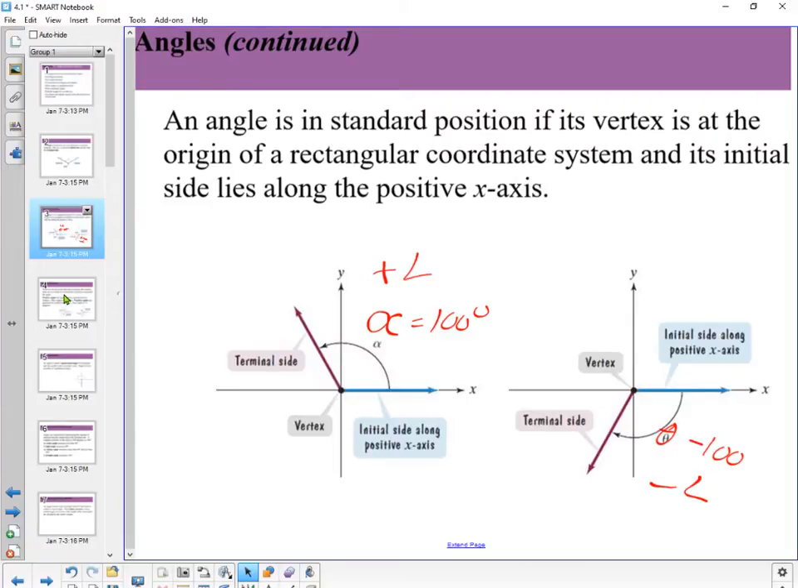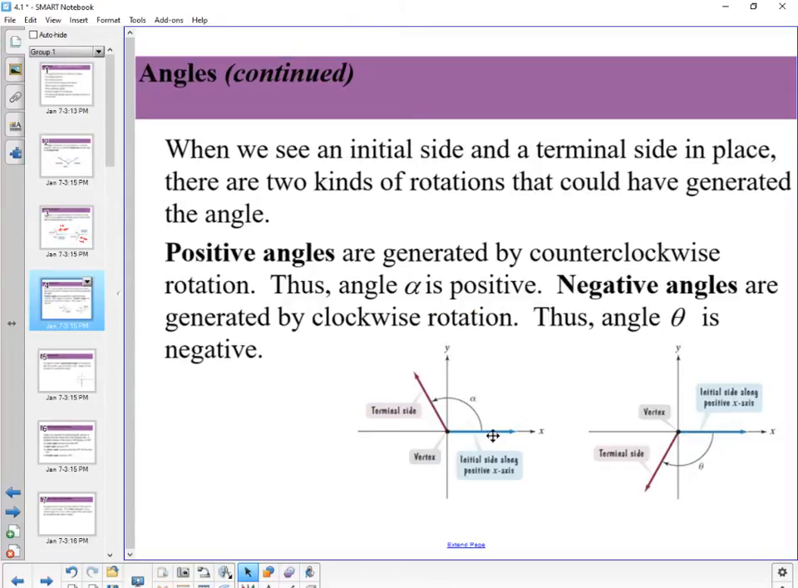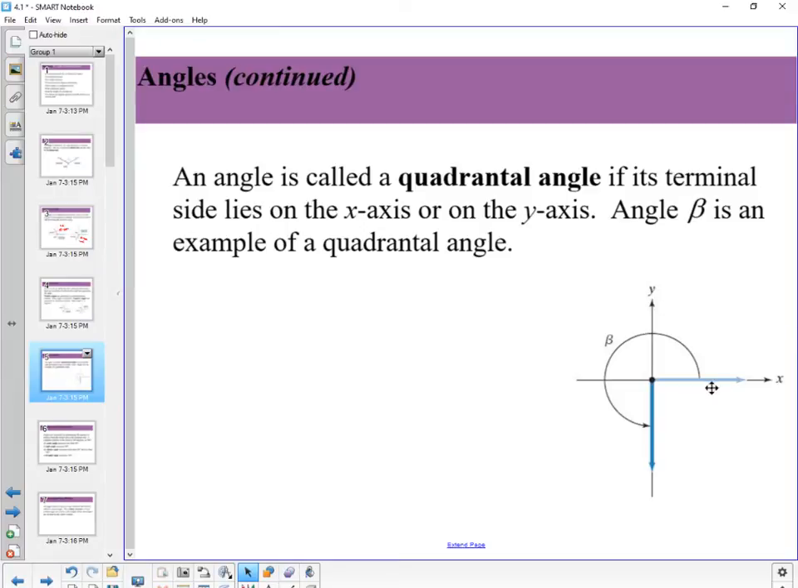Okay, we're good? We already talked about positive and negative. If you move counterclockwise, you're a positive angle. If you move clockwise, then you're going to be considered a negative angle. Now, here's a word, I don't know if you guys have heard this. If an angle lands right on one of the axes, like 0, 90, 180, or 270, the angle is called quadrantal. I believe that's how you say it.